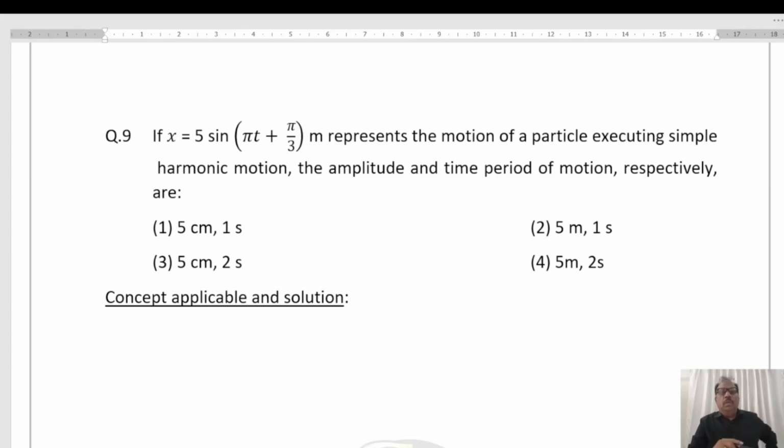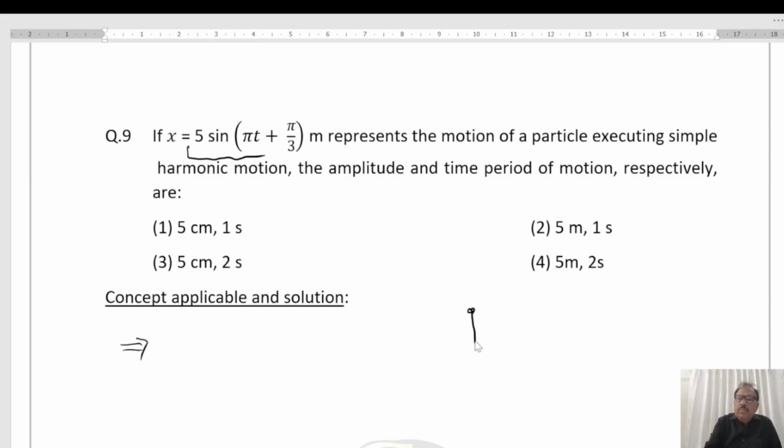The question is: if x equals 5 sin (pi t plus pi by 3) meter represents the motion of a particle executing SHM, the amplitude and time period of the motion respectively are. The answer is your own. I will give certain information.